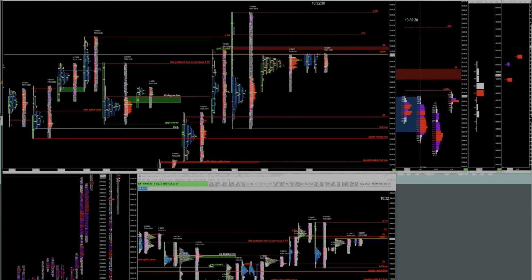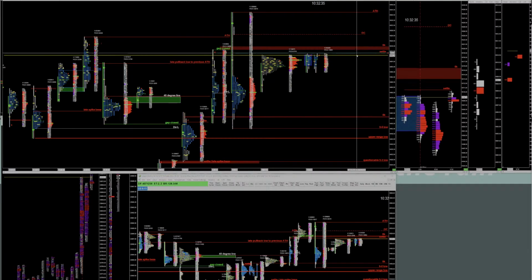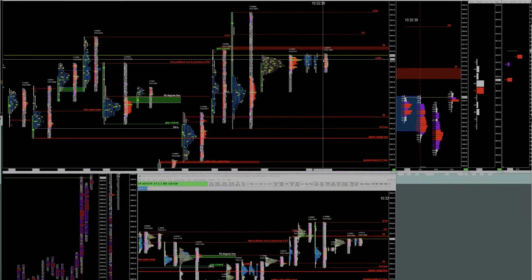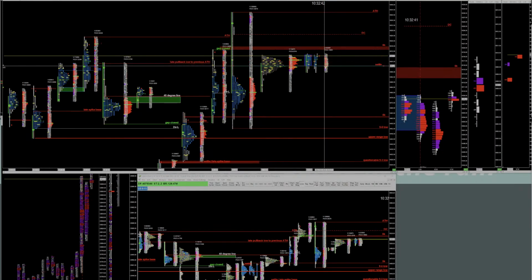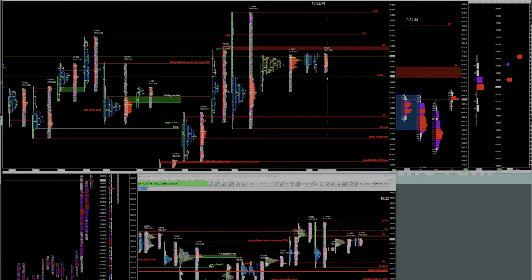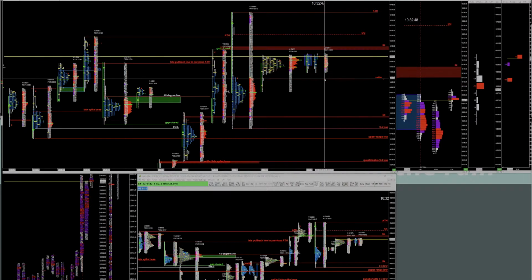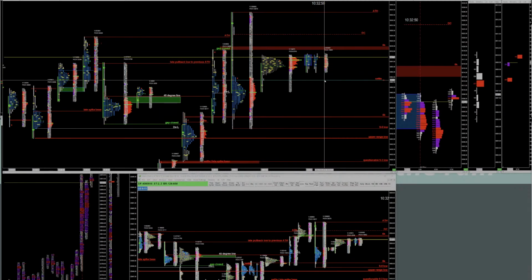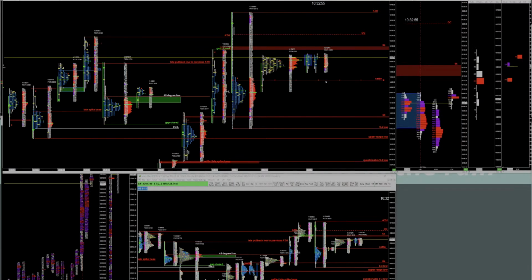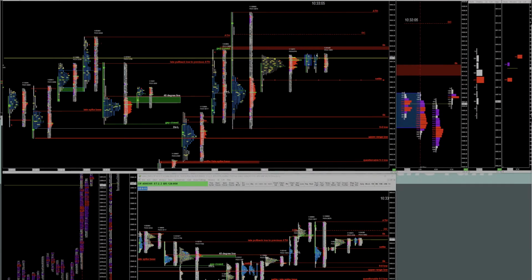Settle is 64.89.50. Oh, way down here. Let's check that out. 64.89.50, right there. This is where settle is. Last is 64.88.50. So it's basically the same. Okay. This high is no good.